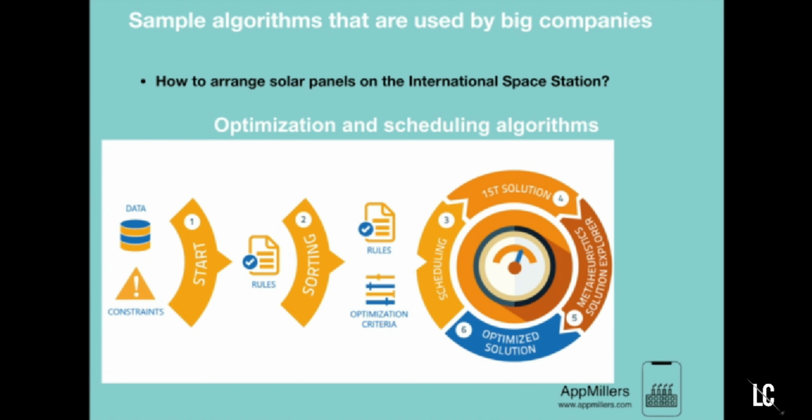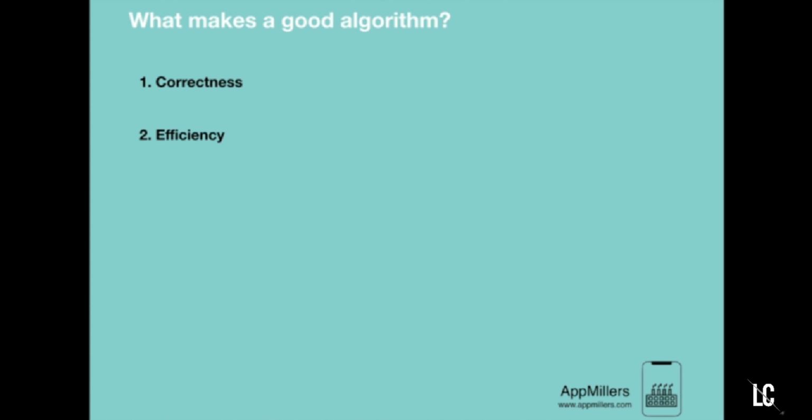There are two criteria to make good algorithms. The first one is that the algorithm solves the problem correctly, and the second one is that it does so efficiently. So all in all, in this video we have learned what an algorithm is and how different types of them are used by famous companies.